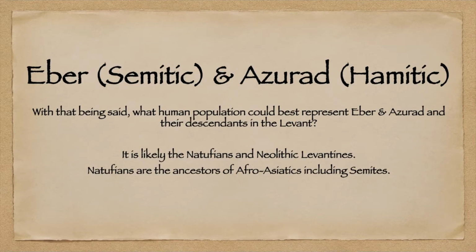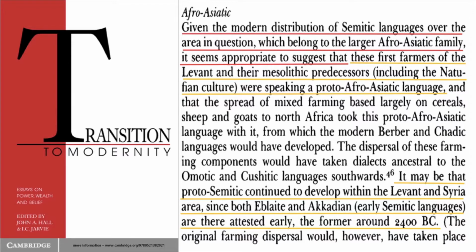With that being said, what human population could best represent Eber and Azurad and their descendants in the Levant? It is likely the Natufians and Neolithic Levantines. Natufians are the ancestors of Afro-Asiatics, including Semites. This is from Cambridge, and it says, given the modern distribution of Semitic languages over the area in question, which belonged to the larger Afro-Asiatic family, it seems appropriate to suggest that these first farmers of the Levant and their Mesolithic predecessors, including the Natufian culture, were speaking a Proto-Afro-Asiatic language.